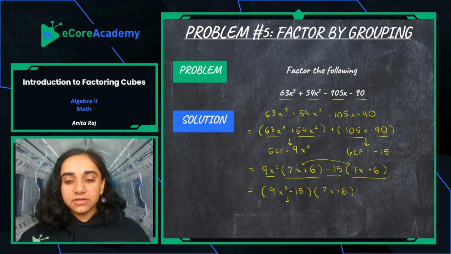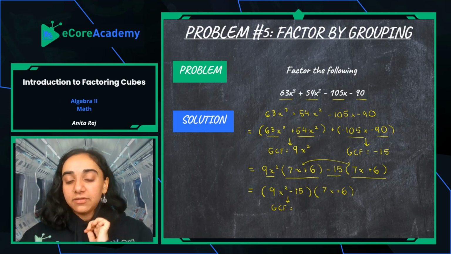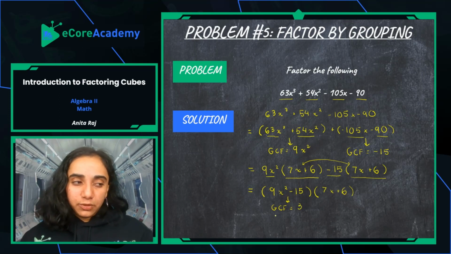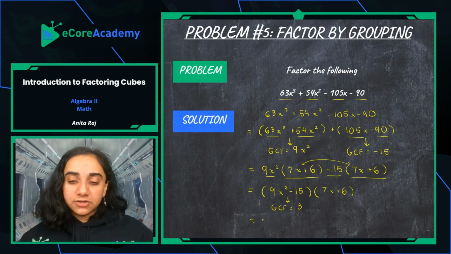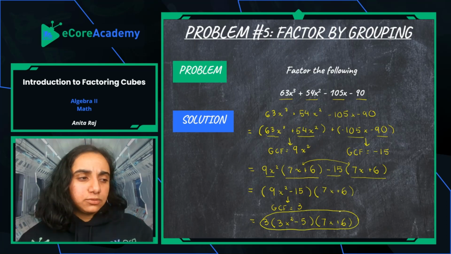However, if you look at this set of parentheses, there's actually a GCF again that you can pull out. In this case, if you look at the coefficients, 9 and this is just going to be a constant, negative 15. Well, their greatest common factor is 3. So I'm going to pull out a 3 from both of these. So our final answer is, after I pulled out that 3, 9x squared divided by 3 is just going to give you 3x squared. Negative 15 divided by 3 is negative 5, times the 7x plus 6. So that is how you are going to factor this problem. That is factoring by grouping, and we're going to do 2 more examples, I believe.